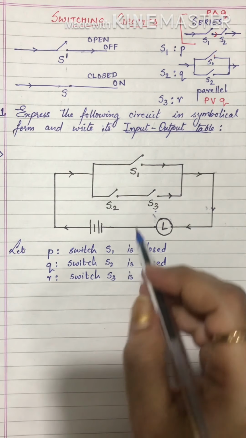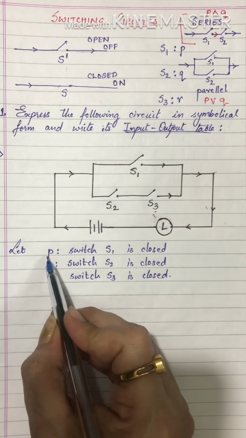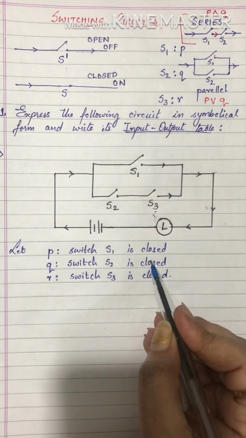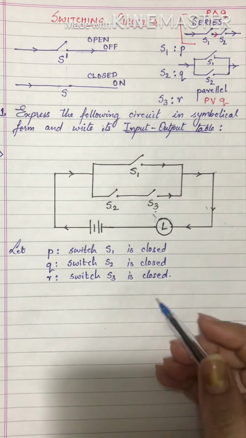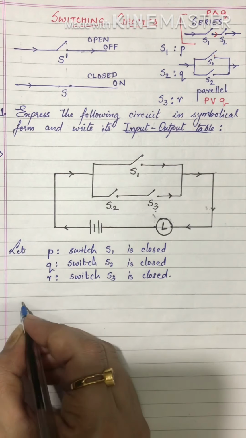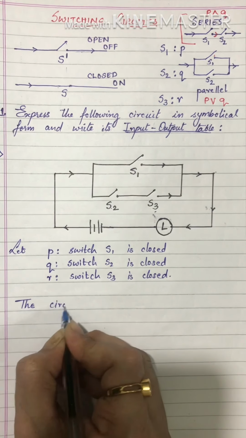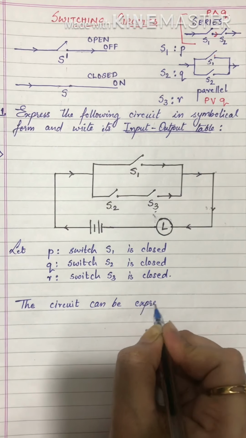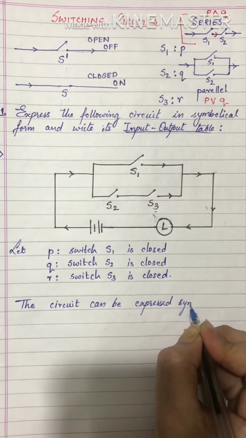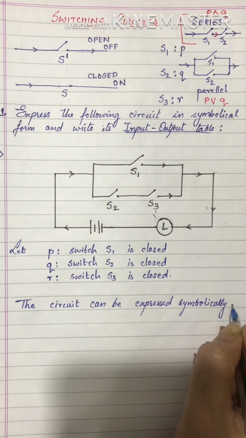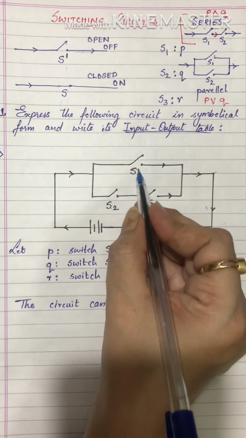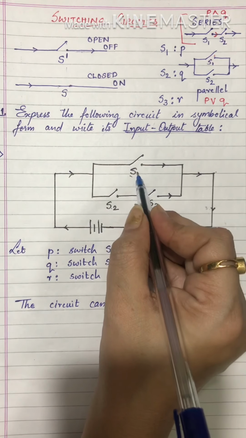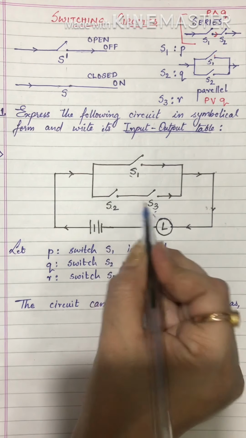And remember, if there is S1 dash, let's say, so when you are denoting P for switch S1 is closed, S1 dash will be negation P. Okay, this we will be seeing in the next example, but for now you need to represent the circuit in symbolical form. So we write further, the circuit can be expressed symbolically as, now see, this is P, since it is in parallel, so we write P or Q and R.